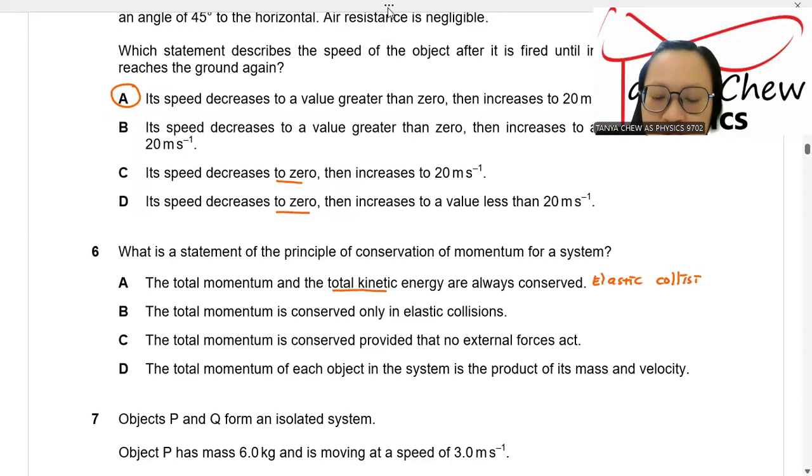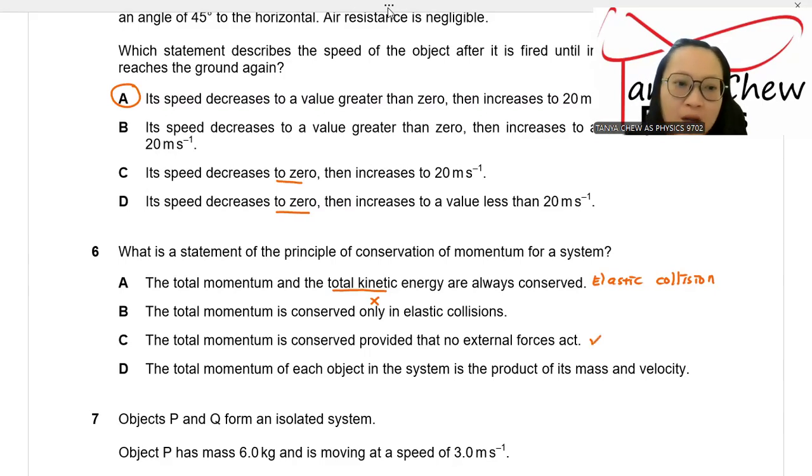This is the statement for elastic collision, so it is not about the principle of conservation of momentum. B, the total momentum is conserved only in elastic collision. No, it is conserved in both elastic and inelastic collision. C, the total momentum is conserved provided that no external forces are acting on it. This is definitely the statement of the principle of conservation of momentum.